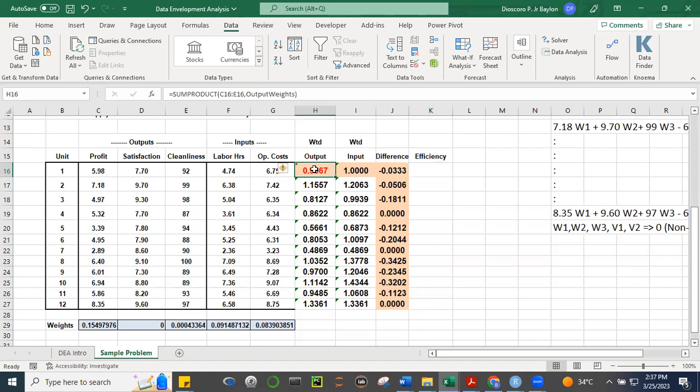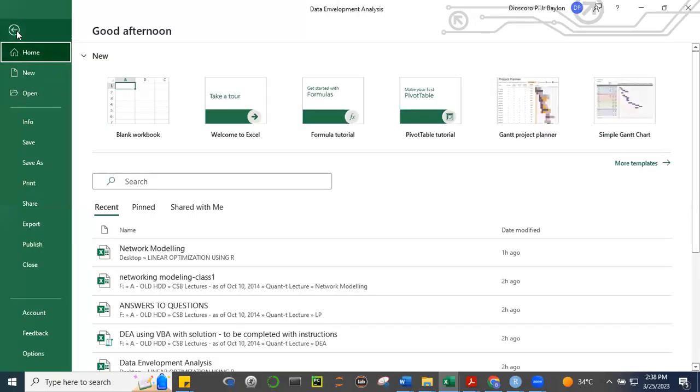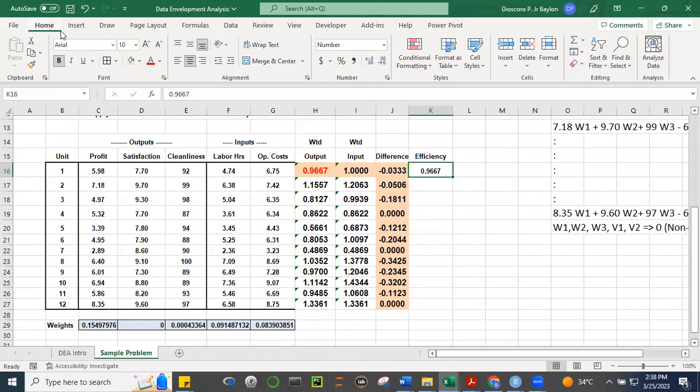Why? This is the weighted output, and we impose that the weighted input of unit 1 should be 1. So this is a constraint. So the efficiency of unit 1 is the weighted output over the weighted input. So I can now put here 0.9667. I cannot link it to this cell because we're going to use this again for the next one and this will still change. So I just typed it in.